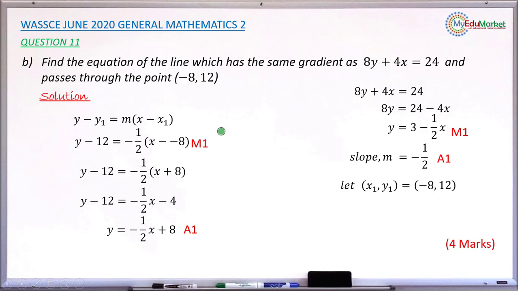Now substituting in the formula, substituting your slope and the coordinates of that very point correctly, you have this method 1 mark. And when you now simplify up to the end where you have the equation y equals minus 1 over 2 x plus 8, you have this accuracy 1 mark. So in total, this question number 11b has 4 marks.